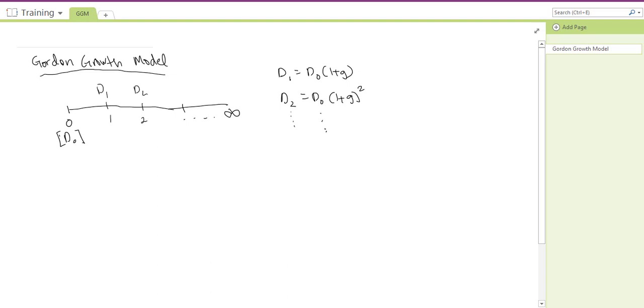When we discount this cash flow to time 0, the PV of D1 at time 0 will be D0 times 1 plus G over 1 plus R to the power of 1. And for the cash flow in year 2, the PV will be the dividend in year 0 times 1 plus G to the power of 2 over 1 plus R to the power of 2. And again, this sequence goes on forever.